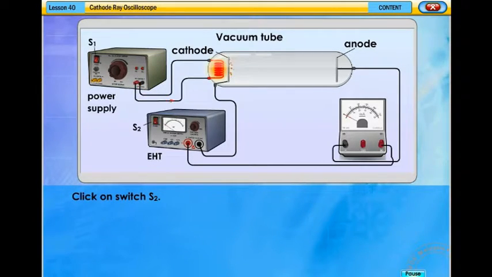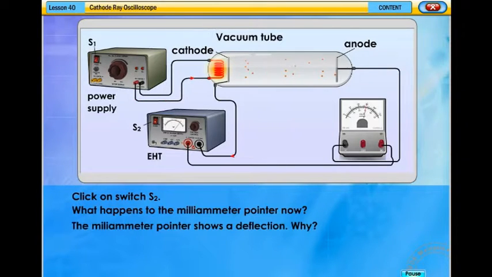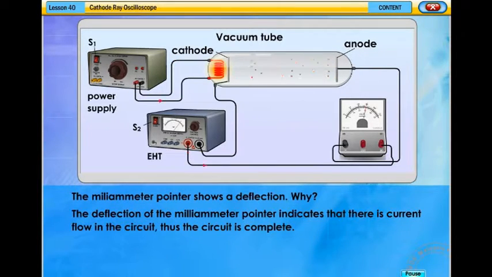Click on switch S2. What happens to the milliammeter pointer now? The milliammeter pointer shows a deflection. Why? The deflection of the milliammeter pointer indicates that there is a current flow in the circuit. Thus, the circuit is complete.